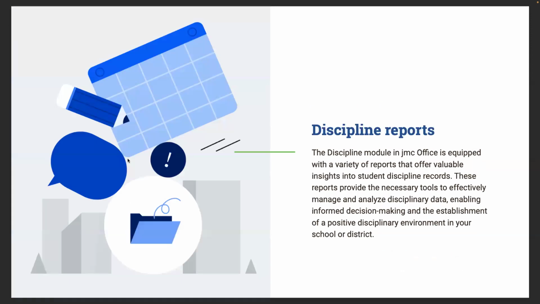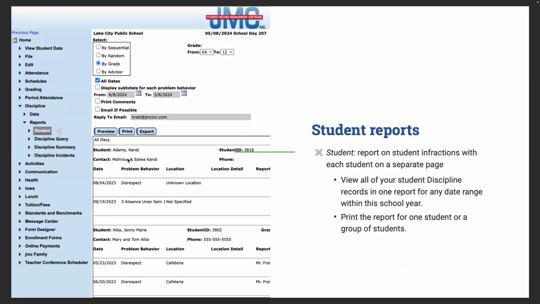And then we'll take a look here too at discipline reports. The discipline module in JMC Office is equipped with a variety of reports that offer valuable insights into student discipline records. These reports provide the necessary tools to effectively manage and analyze disciplinary data, enabling informed decision-making and the establishment of a positive disciplinary environment in your school or district.